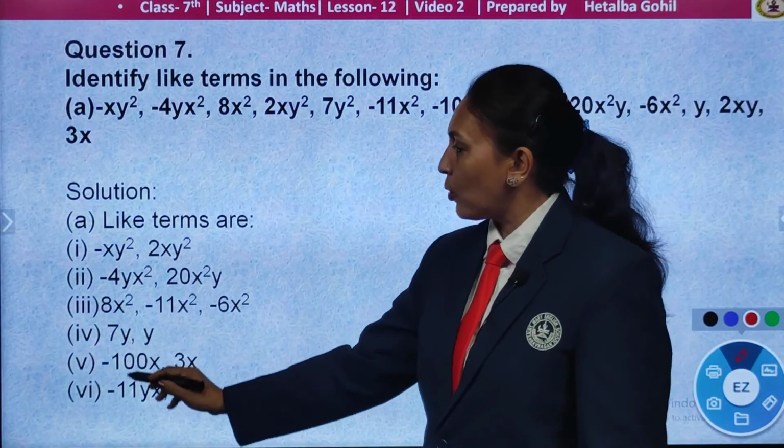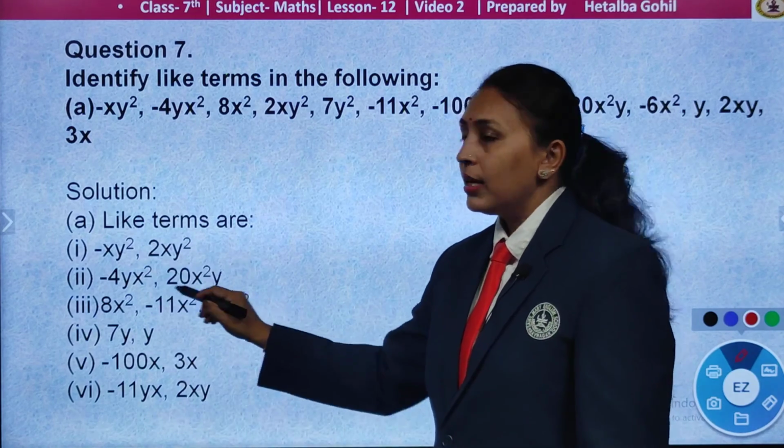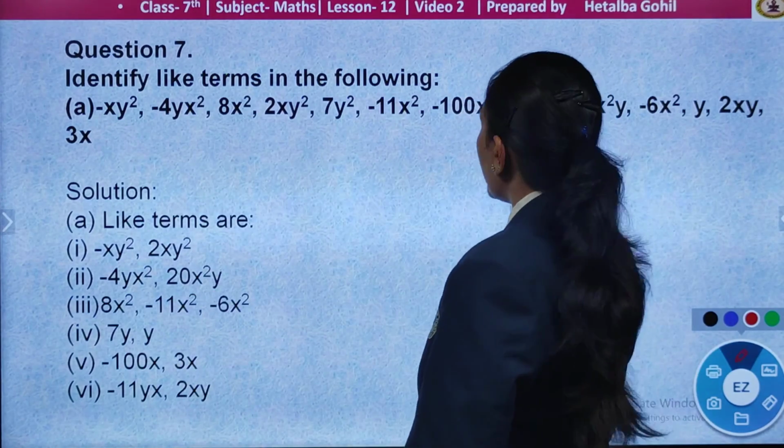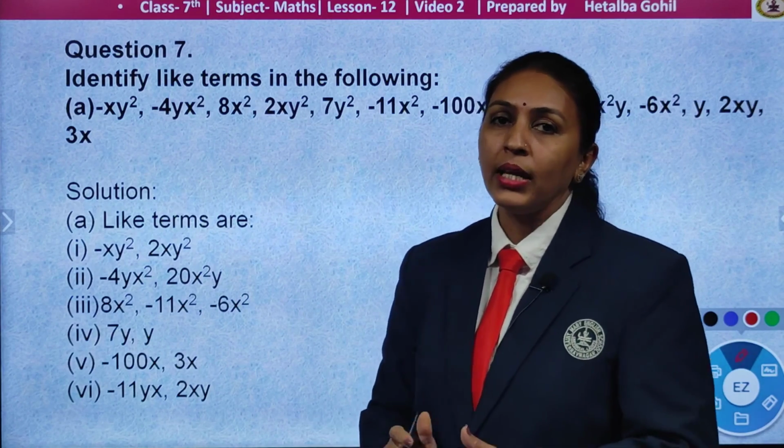So after listing out all the like terms, children, do count the terms here and try to match your questions so that you don't miss out any of the terms. So with this children, we end this exercise here.